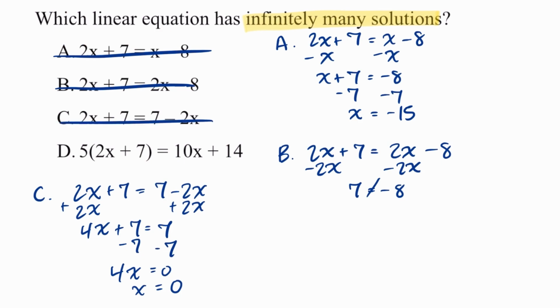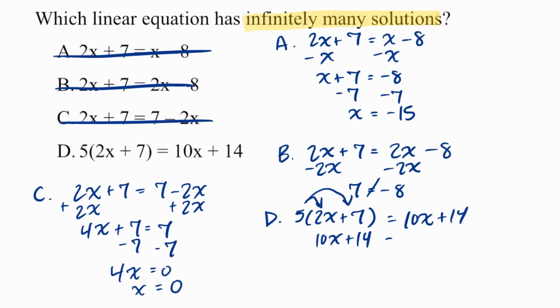And now let's look at D. First, we want to distribute 5 to 2x plus 7. And if we do that, we get 10x plus 14. And on the right side, 10x plus 14. And at this point, you can just stop here and notice the left side is the same as the right side, so D must have infinitely many solutions.